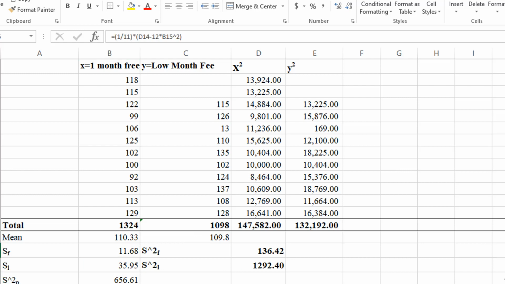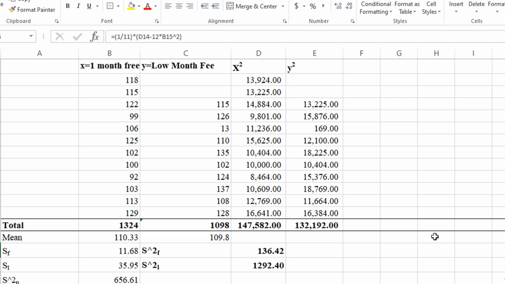So look at this. Here is the formula I am going to use. What is the formula? 1 over n minus 1, for series 1, which is 12 minus 1, 11, into summation xk squared, which is 147,802, minus n, which is 12, into the mean squared. So here is the mean 110.33 squared, and we will get 136.42. This is the variance, which is exactly similar to the 136 that we obtained on the basis of the Excel function or method.